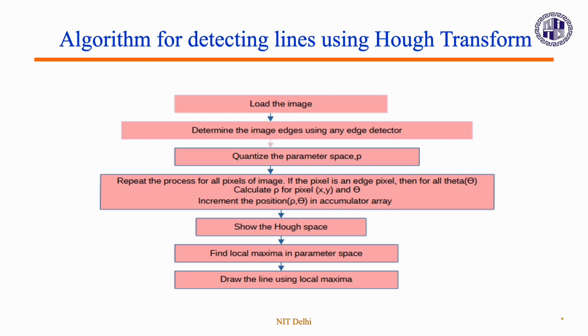In this accumulator cell, the rows represent rho and the columns represent theta. The value of the accumulator cell is set to 0 initially. The Hough transform checks the image x and y coordinates and calculates the corresponding rho, theta pair. For a calculated rho, theta, the value of that particular accumulator cell is increased. Then the Hough transform finds the local maxima in the parameter space. The lines are found at the peaks of the accumulator space, and then it draws the line using the local maxima.